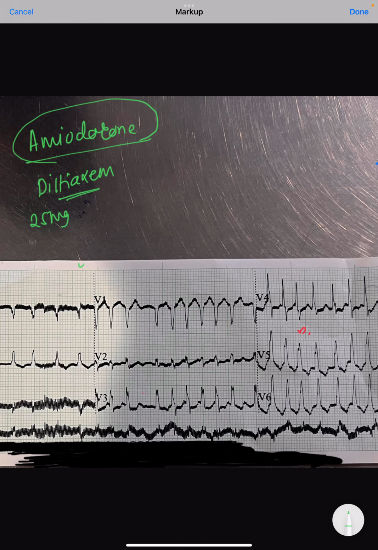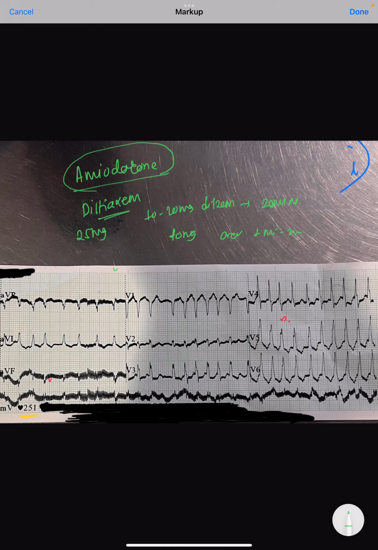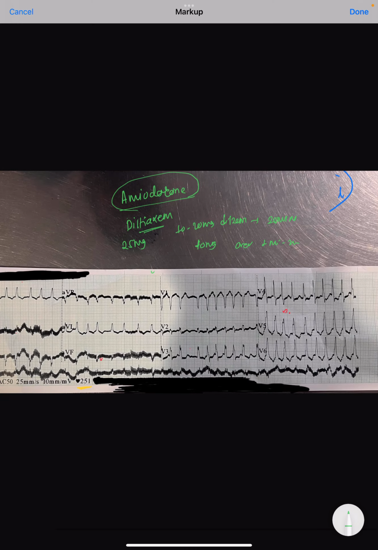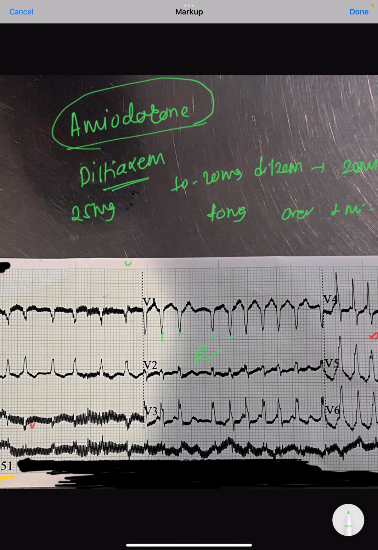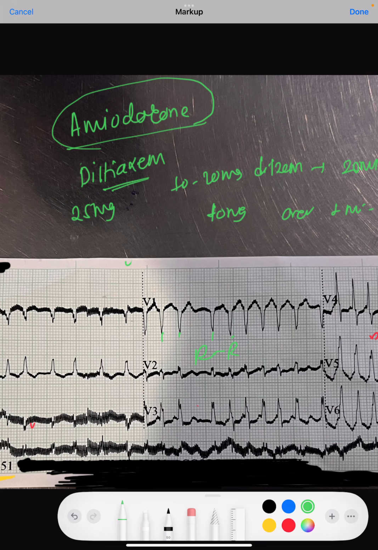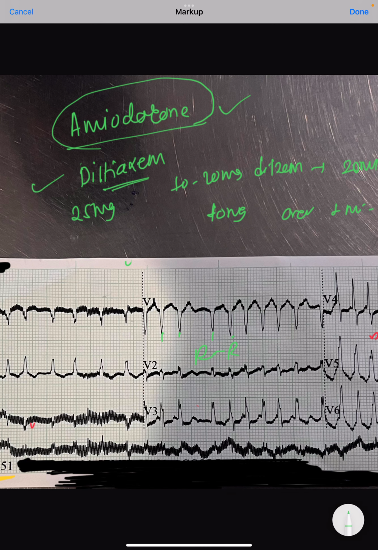Diltiazem usually comes in 25 milligram, and you can take around 10 to 20 milligram of diltiazem. You can dilute it in around 10 to 20 ml NS, and you can give the diltiazem slowly, around 10 milligram over a period of a minute or two. This is also one of the excellent medicines to revert the atrial fibrillation. So diagnosing atrial fibrillation with irregular heartbeat, varying RR interval is very important, and this can be very effectively treated with amidron or diltiazem.